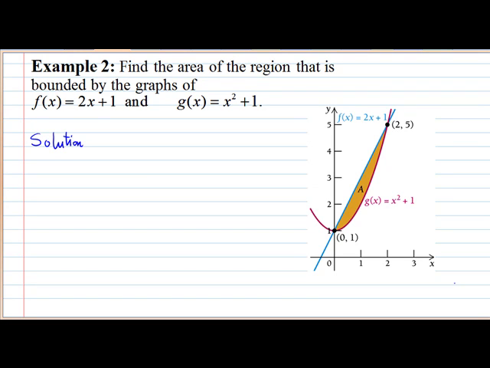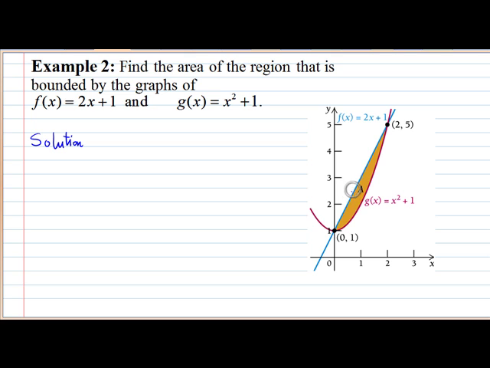In this example, I'm going to show you how to find the area of the region that is bounded by the graph of two functions. So in this case, we have f of x equal to 2x plus 1, and g of x is x squared plus 1. I graph the function here on the right hand side, and we can see that the function f is the upper graph and g of x is the lower graph.